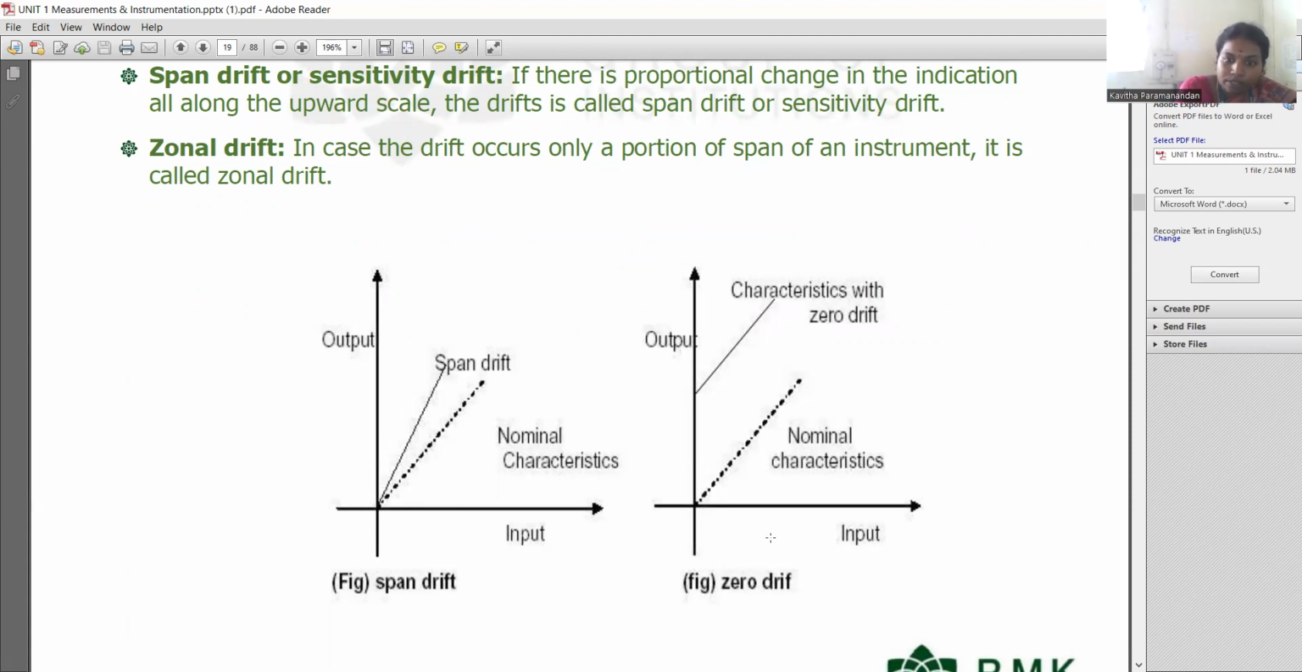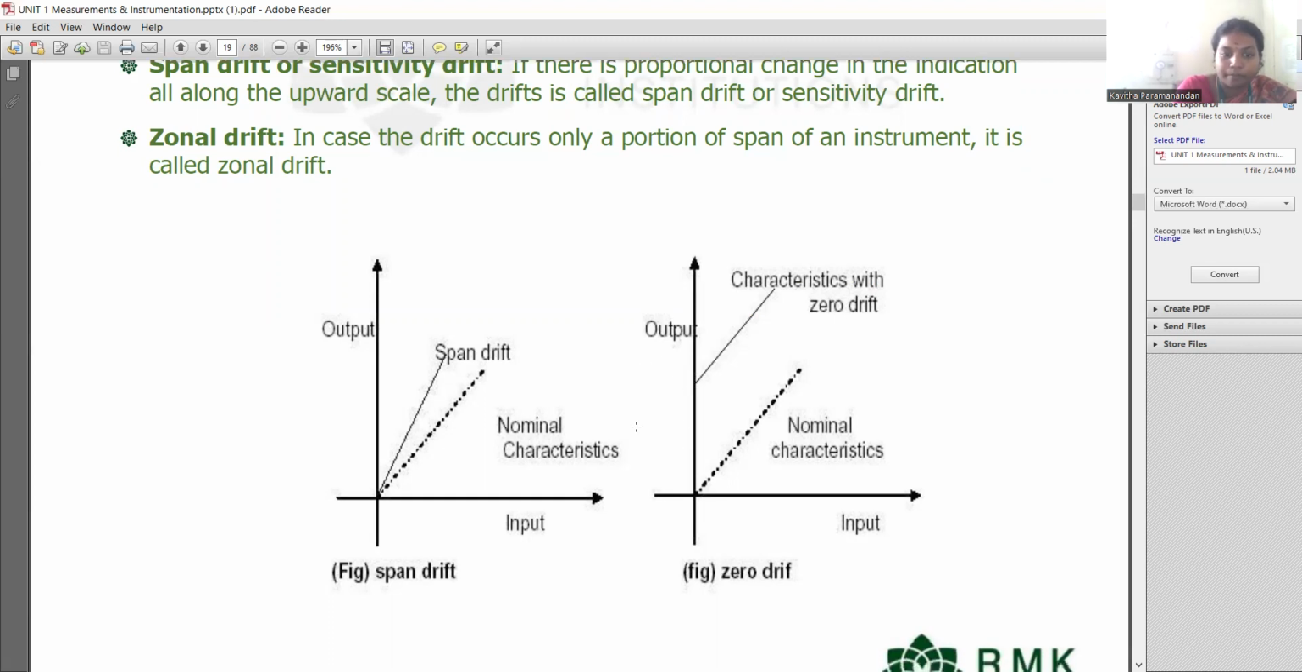Even in the case of the second graph, the graph should begin from the origin. But from the values taken from the measuring instrument, this is the graph that has been obtained, where we can clearly see that the origin has shifted from 0, 0 to 0, some other value. So this is called zero drift.